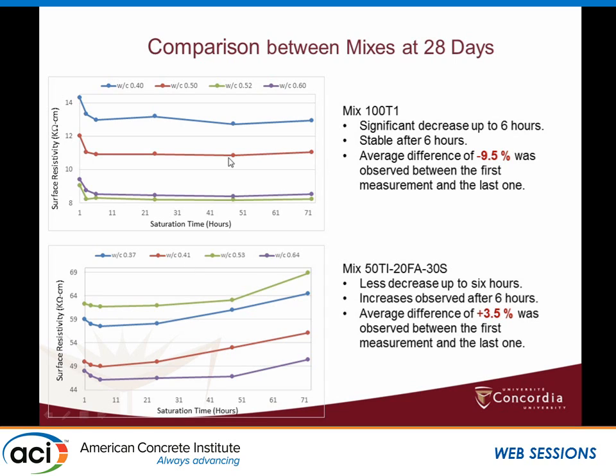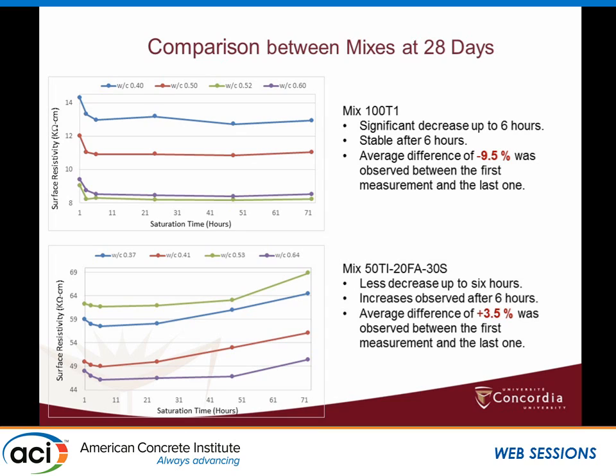So we obtain something like that from all these samples. You can see when you have 100% Portland cement at 28 days, the behavior that they have. You can see this graphic, saturation against surface resistivity. At the first 6 hours, you can see how it moves. You can see two things here. After 24 hours, you are going to obtain a stable behavior. And also, the difference between the first value, that was only 1 hour, and 72 hours of saturation, the difference is only 9.5%, the difference between these 2 points.